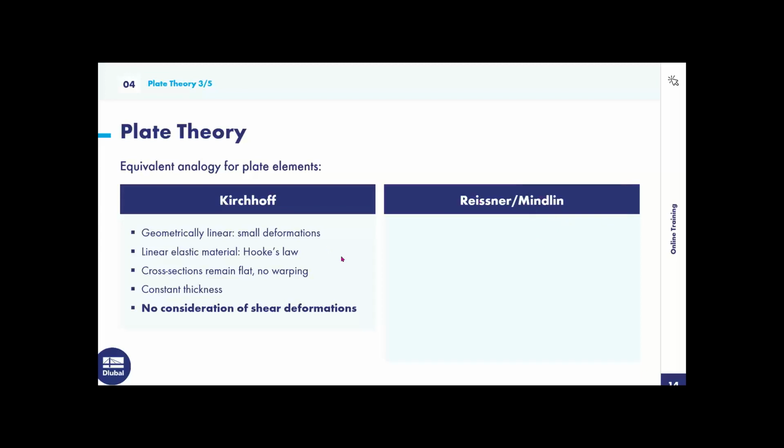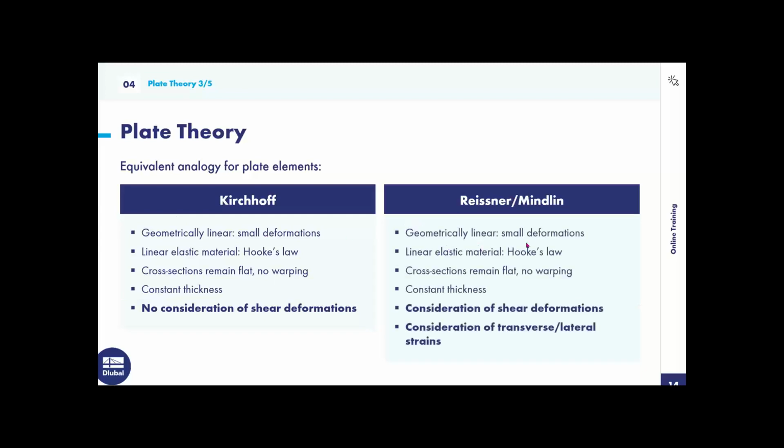We can make these assumptions for the Kirchhoff theory. We assume a geometrically linear calculation for small deformations, and we'll be using a linear elastic material, basically Hooke's law. We assume that the cross sections remain flat with no warping, they have a constant thickness, and there is no consideration of shear deformations in the Kirchhoff theory. For the Reissner-Mindlin theory, we assume basically the same, but the only difference is that shear deformations are considered, and we consider transverse and lateral strains.